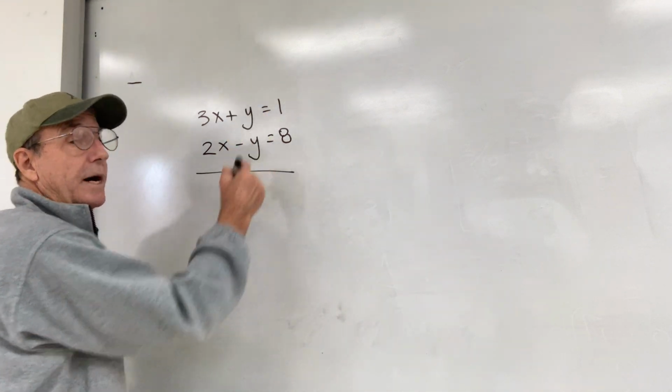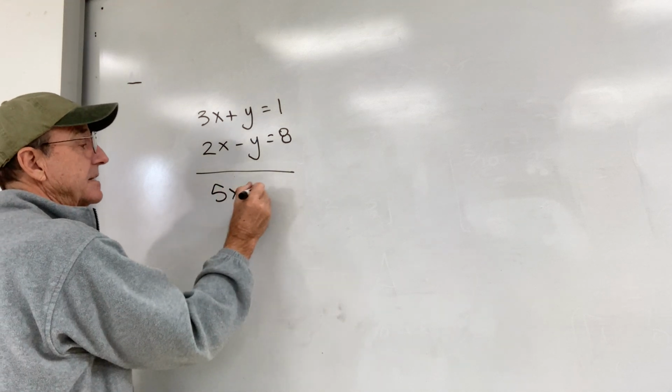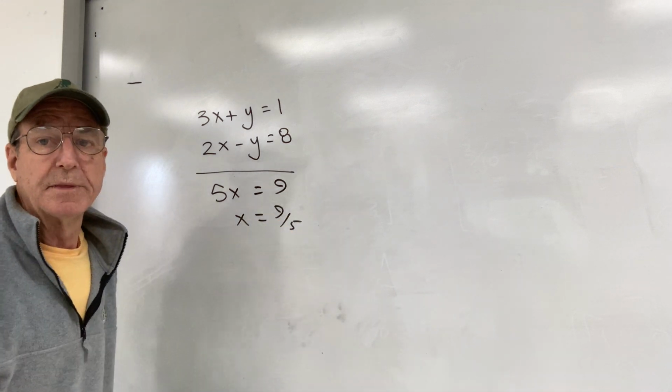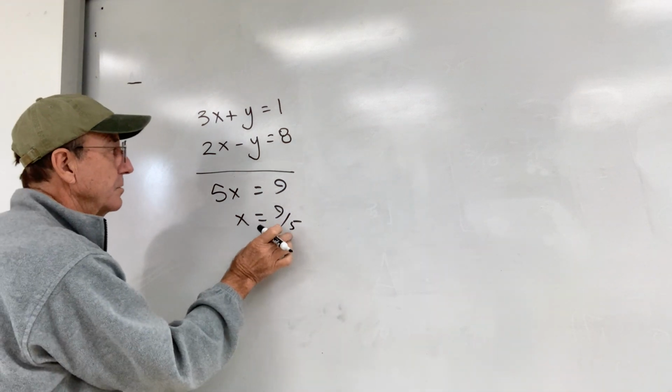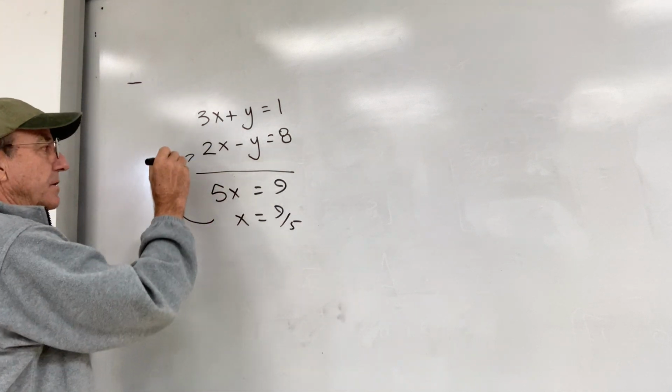We can simply combine the two equations, add them up, the y's go away. We get 5x is 9, so x is 9/5. That's the x value. To get the y value, you would have to substitute this back into one of these two equations. Let me chuck it back into the first one.